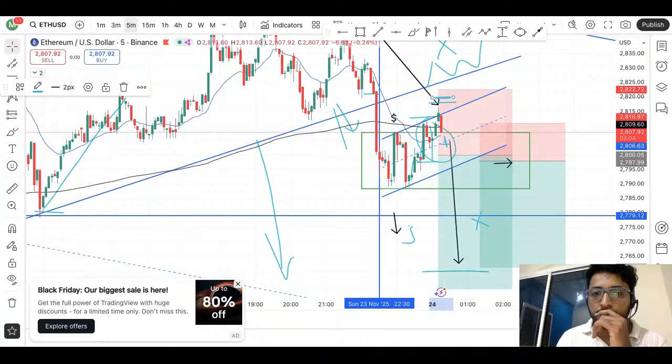2820. Okay, and the target, I'm not taking profit yet, something bigger than that, somewhere here. Okay, I'm going to sell. I'm going to sell again because we still have 2 minutes left for this candle to close. Just wait, guys. Just wait for some time. Let me see what is happening here.